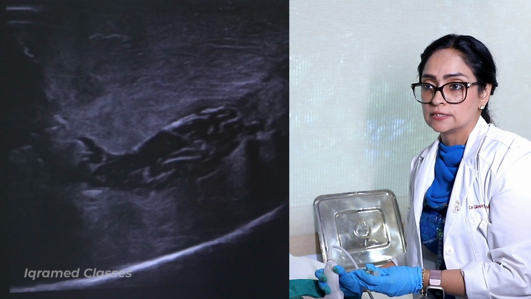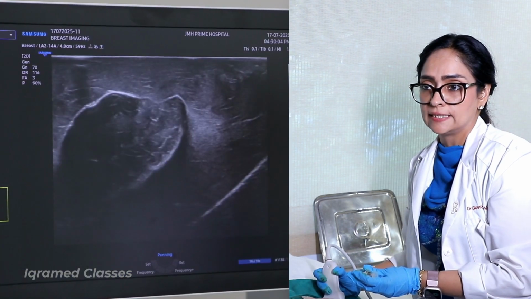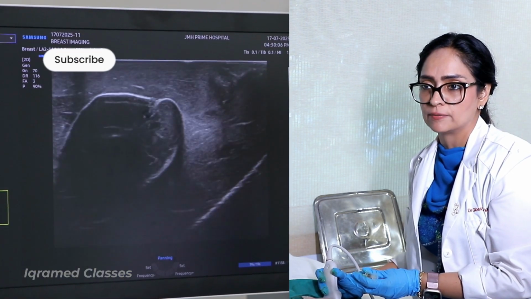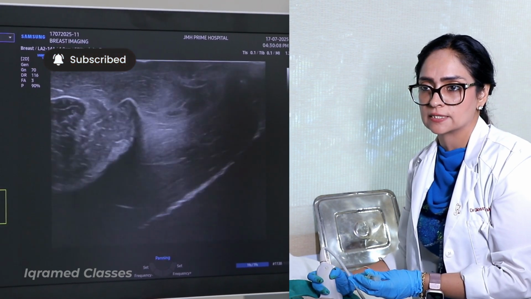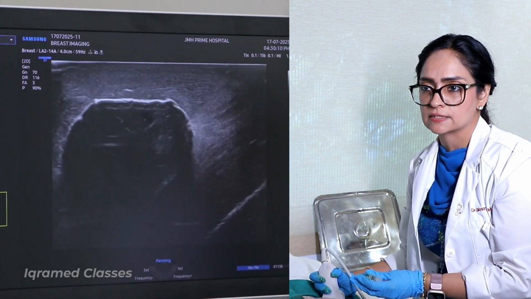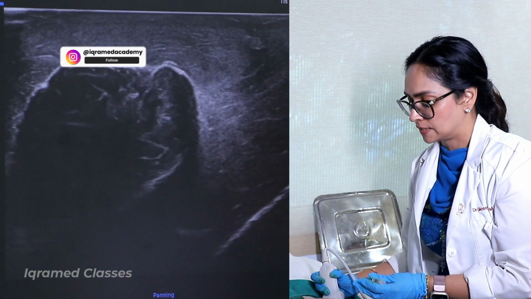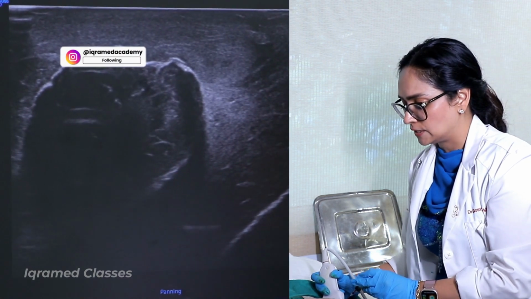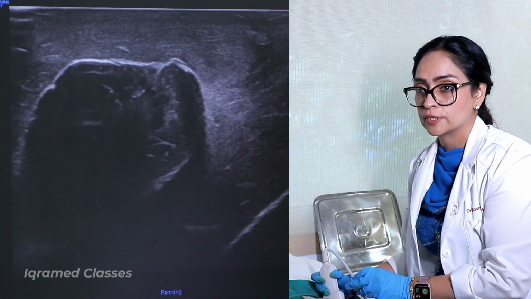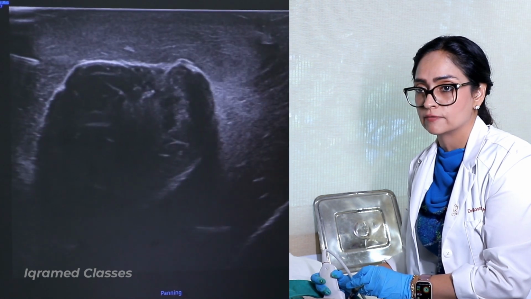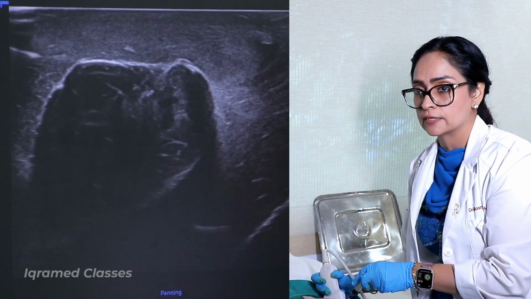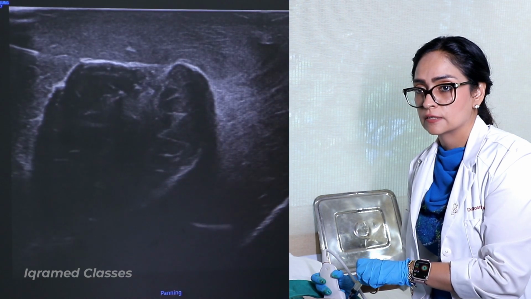Now look at the image, what do we have here? We have a mass. It's a solid mass. We can see that it's not cystic, it's a solid mass. We have to do a biopsy of that mass. Firstly, keeping your needle again parallel, you can see the needle very close, and here we are giving the lignocaine.